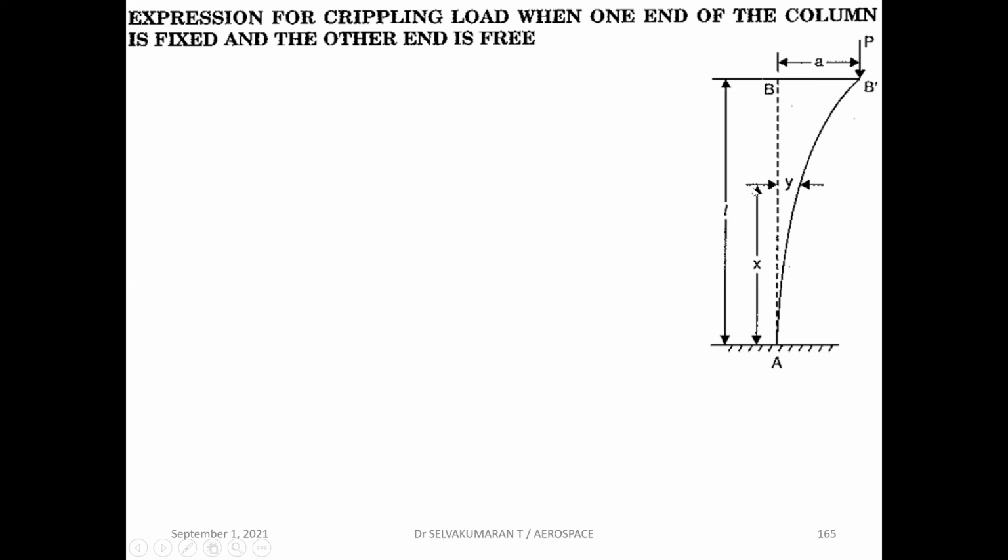So we consider some section at a distance X. At the considered section, small letter y is the deflection. Now moment, as we told earlier, M is equal to EI d square y by dx square. So now I need to take a moment with respect to this point. This produces a positive bending moment. So I need this distance. This is A and this is Y.